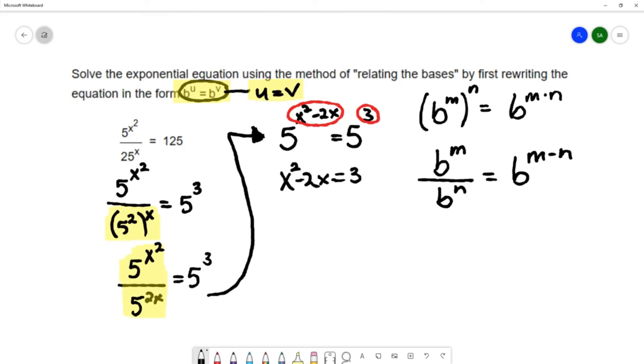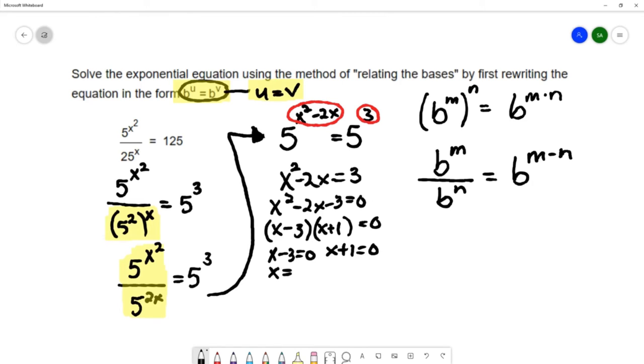This is a quadratic equation, and I'll move all the terms to the same side. And I'll solve this quadratic by factoring, but you're welcome to use a different method, like the quadratic formula if you prefer. So x times x is x squared. 3 times 1 is 3, and I need to create a middle term of negative 2. And I would do that by having a negative 3 and a positive 1. Once I get it factored, I'm going to set each factor equal to 0 and solve. That gives x equals 3 and x equals negative 1. So these are the solutions to the exponential equation, x equals 3 and negative 1.